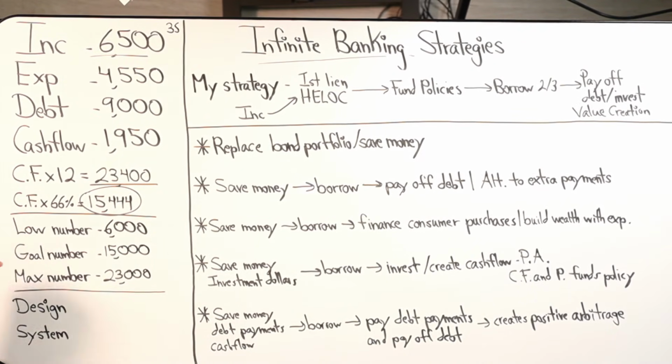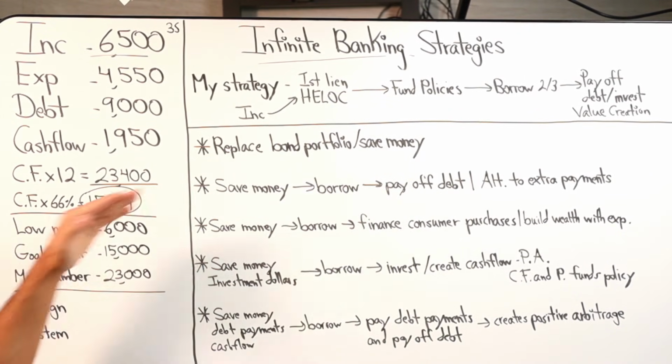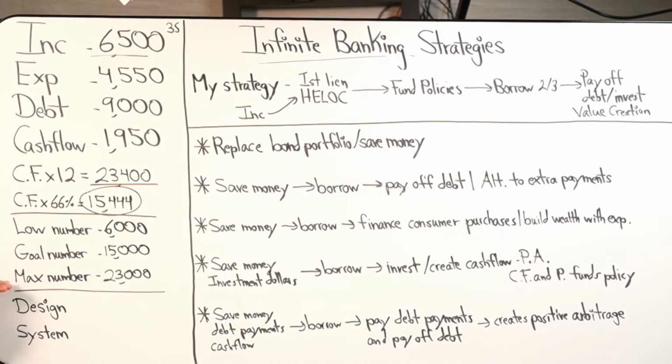My goal is to save $15,000 a year, right? So we're increasing the savings number to implement this particular strategy, $15,000 a year. And then we're saying, hey, I should at some point, even now, be able to max fund up to $23,000 a year into this policy, right? So as you're watching, you want to get these three numbers locked in for yourself. Here's my low number. This is what I know I can do. This is my goal. And then this is my max number.